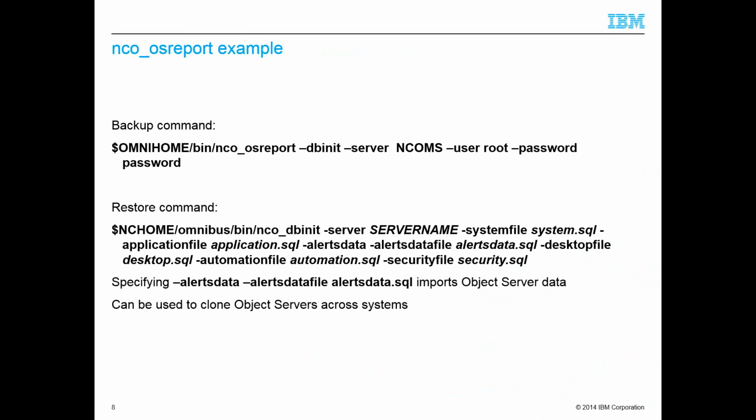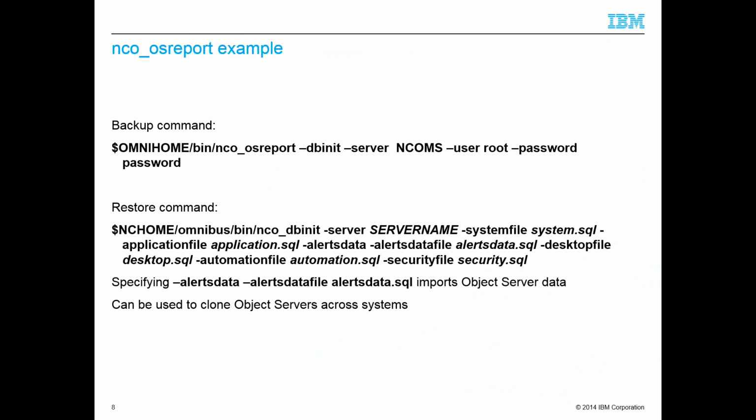And within this, there are two options, alerts data and alerts data file. And these actually will copy in all of the alerts data from the original object server as well, all of the alerts status, alerts journal, alerts details, and trees. And they will import the object server data. If you don't want the object server data, you can leave those options off of the nco_dbinit command.